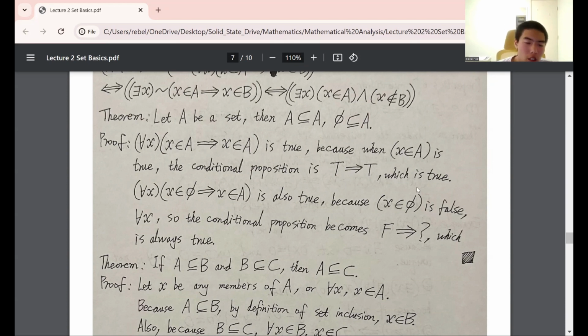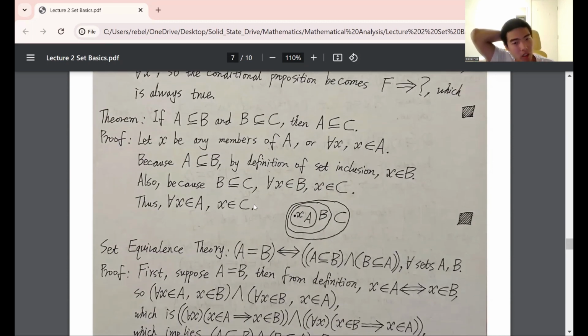And the second one is: for x belonging to the empty set, it leads to x belonging to A. Well, x belonging to the empty set is always false, because there's no element in it. But a conditional proposition where F leads to T or F leads to F is always true. So this is always a tautology, so it's a correct theorem.